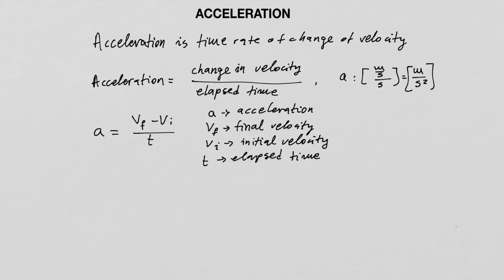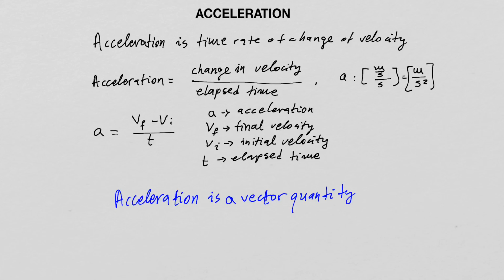The acceleration is defined through the change in velocity. And velocity is a vector quantity. Therefore, acceleration is also a vector quantity. So this means that when acceleration is applied to a moving object, this object can speed up if the acceleration points in the same direction as the direction in which the object is moving, or slow down if the acceleration points in a direction opposite to the direction in which the object is moving.